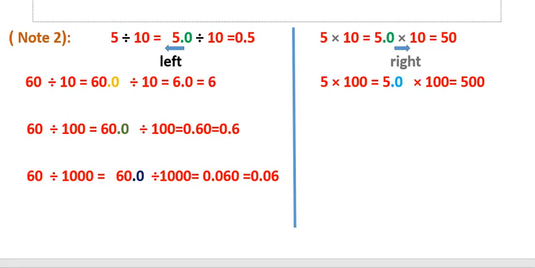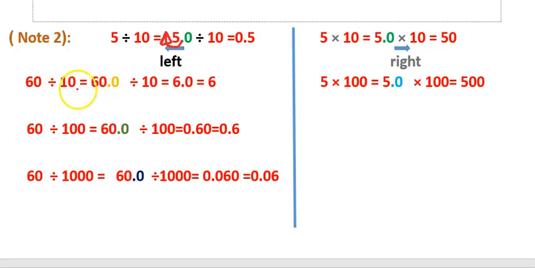One place to the left means, now I have 5, and this is the decimal point. I moved it one place to the left. The decimal point was right here, and now the answer is 0.5.